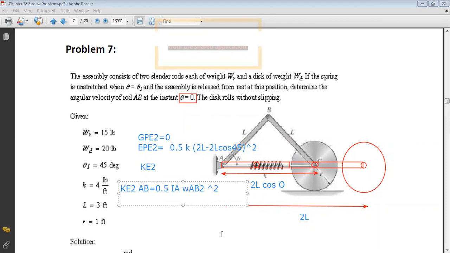Now, for BC, I need to find the kinetic energy of BC. BC is the most complex one here. Why? Because BC is doing general motion. It's not rotating about a fixed point, okay? And whenever I have a general motion, always try to find the IC, okay? It will help you a lot.